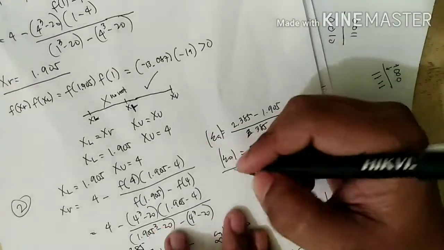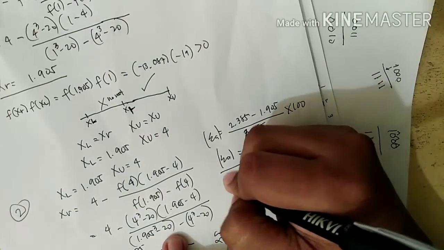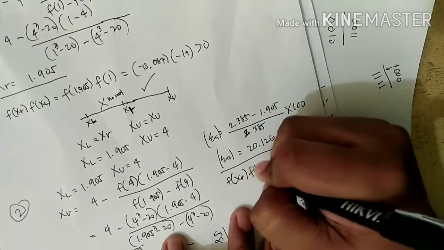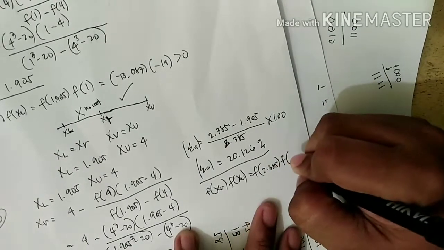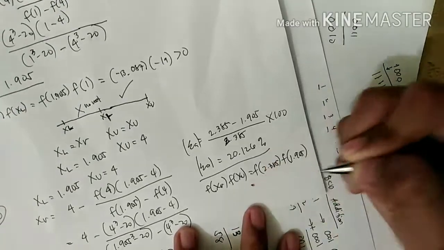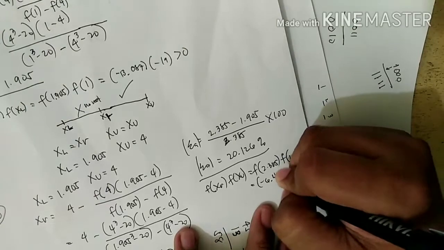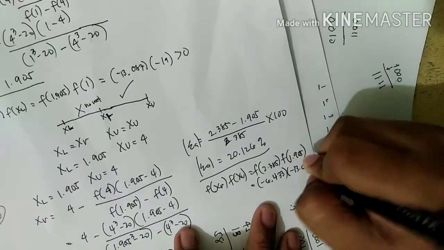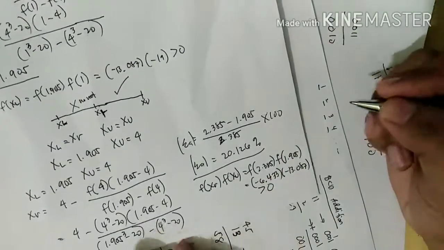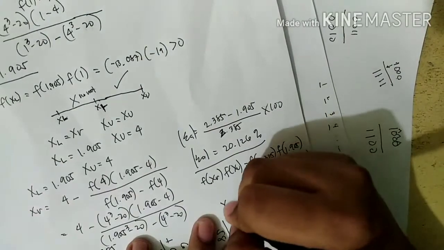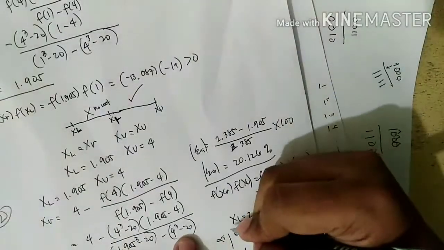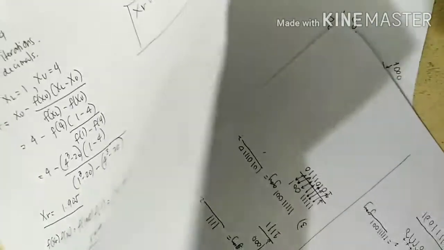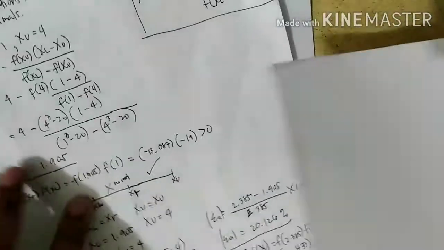Okay, let's check whether there is a root in between. Step 2: f of x sub r times f of x sub l, so this is f of 2.385 times f of 1.905. The values we got are negative 6.433 and negative 0.087. So the result is greater than 0. Therefore, since it is greater than 0, our xl is 2.385 and xu is equal to 4. That is the new value.